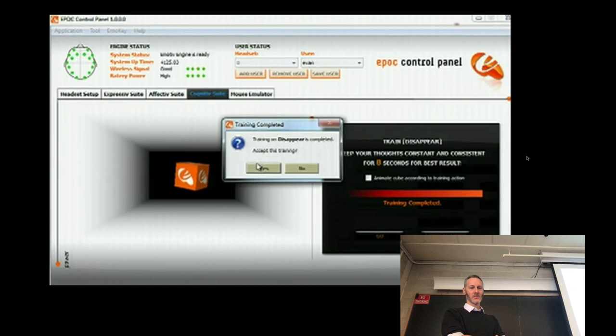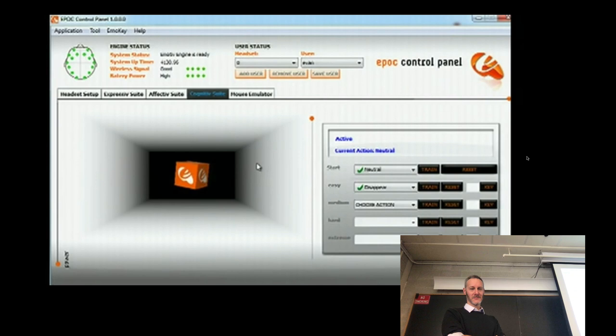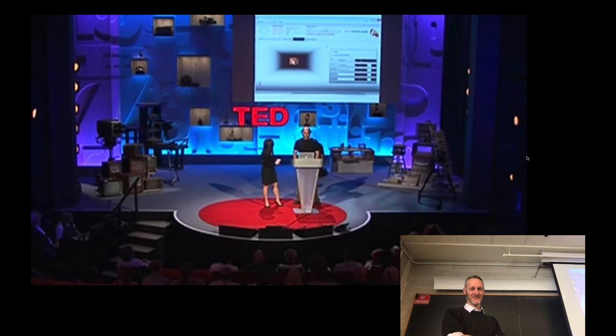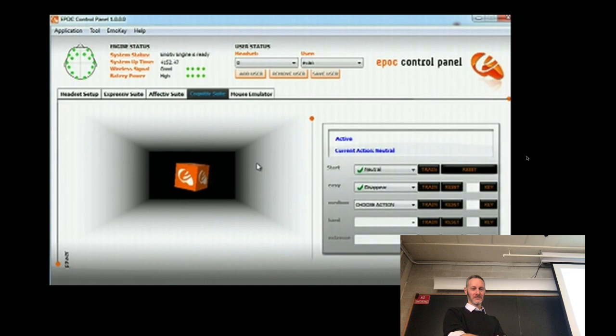Okay, let's try that. Oh my goodness, this is too good. But we can see that it actually works, even though you can only hold it for a little bit of time. As I said, it's a very difficult process to imagine this. And the great thing about it is that we've only given the software one instance of how he thinks about disappear. As there is a machine learning algorithm in this.